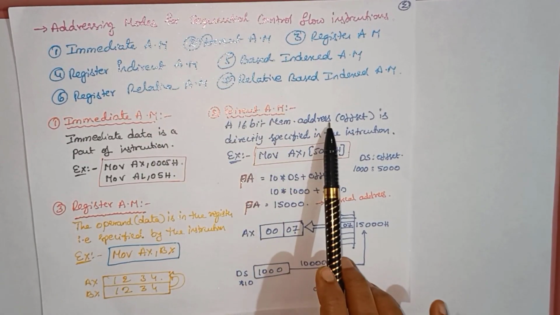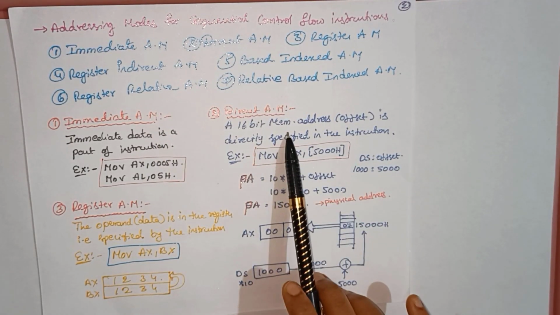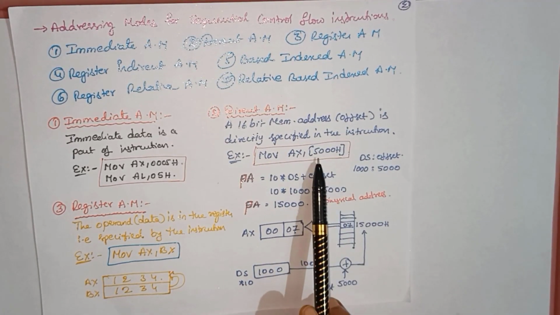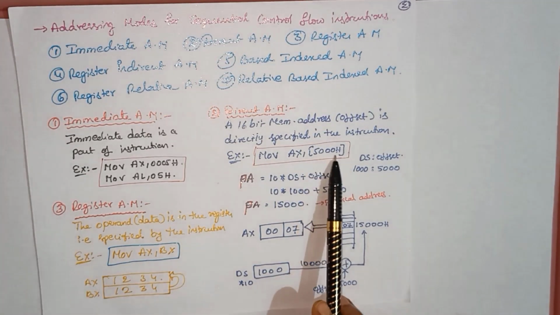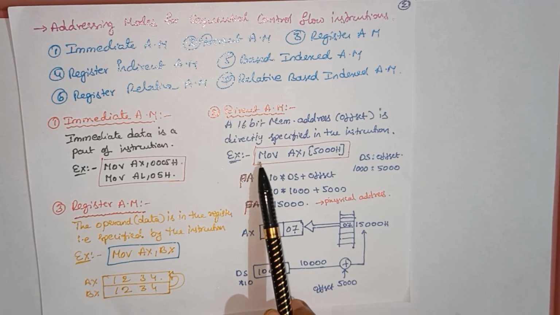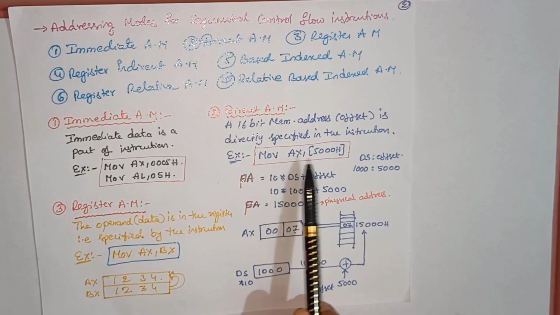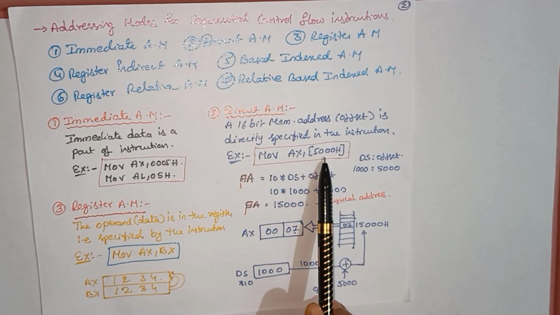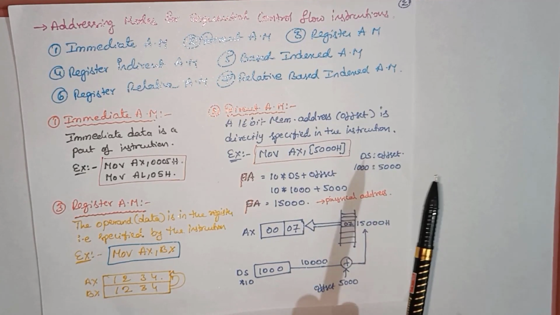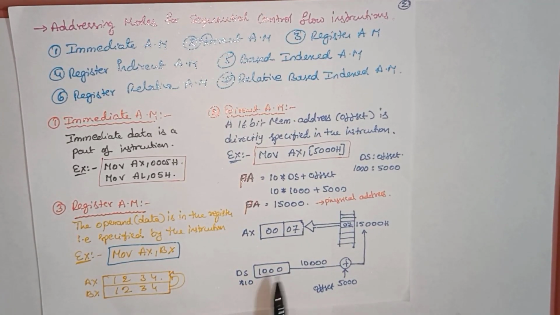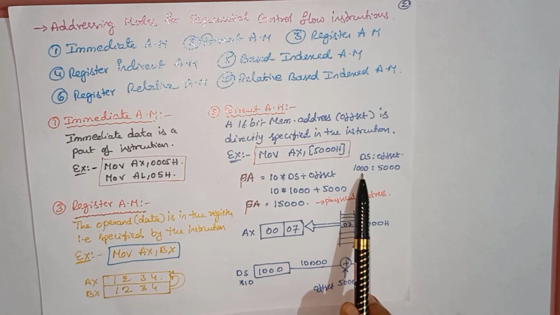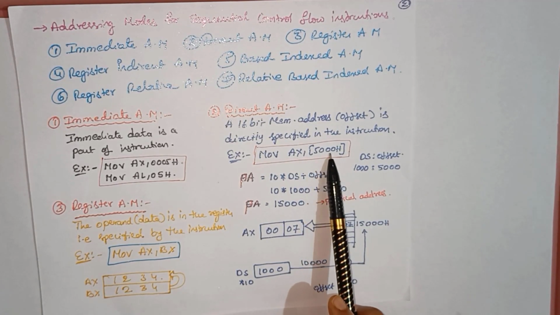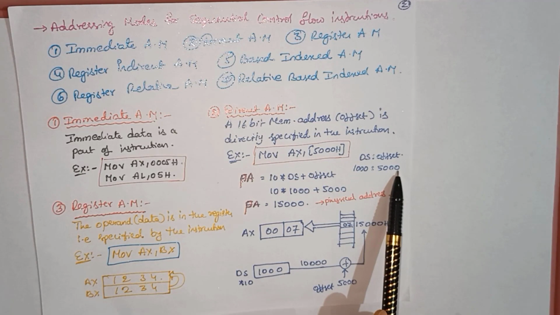Next, direct addressing mode. The 16-bit memory address of the data is directly specified in the instruction, that is 5000H. This is the address of the data. Here in this example, I am taking MOV instruction. So transfer the data available at this address to the AX. Generally, data is available in the data segment. That's why here data segment is used. Assume data segment address is 1000 and here we can say 5000 is the offset address.